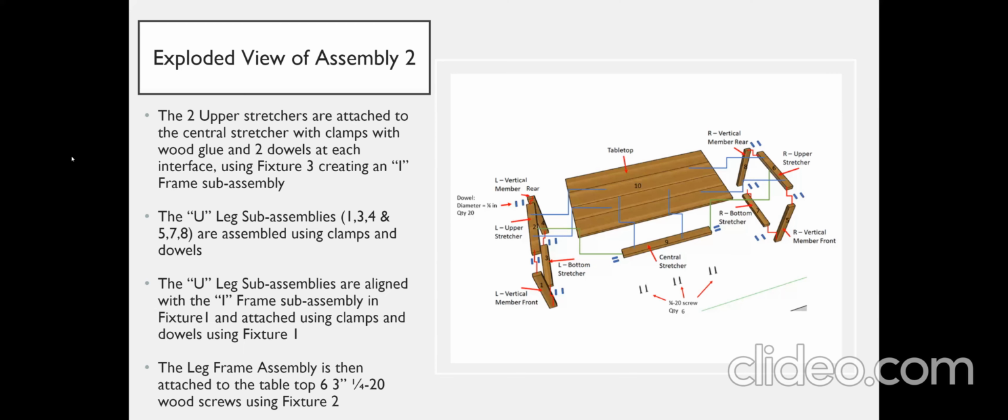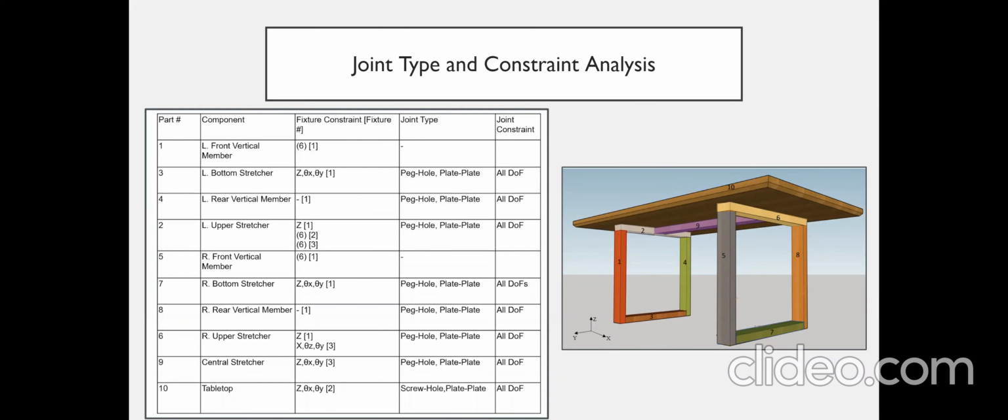So this is the joint type and constraint analysis. As we can see here, we describe the various constraints imposed on the pieces with either the fixture or the joint type. To briefly go over the joint type, almost every joint except for the tabletop is done through 2 dowels, which is a peg through hole plus a plate on plate joint. So this introduces a constraint of all 6 degrees of freedom between the adjacent parts.